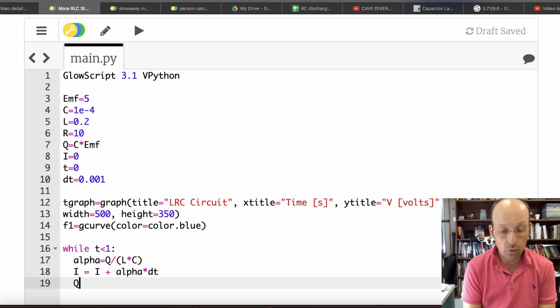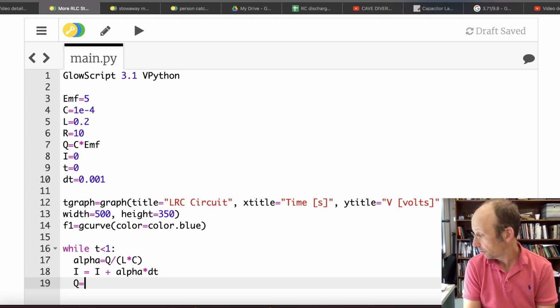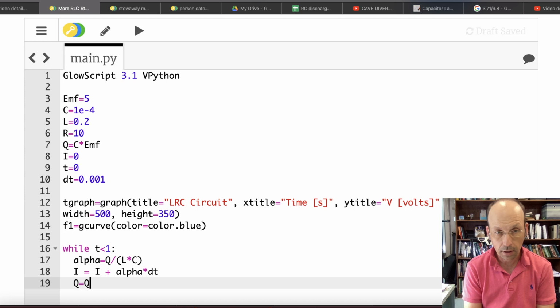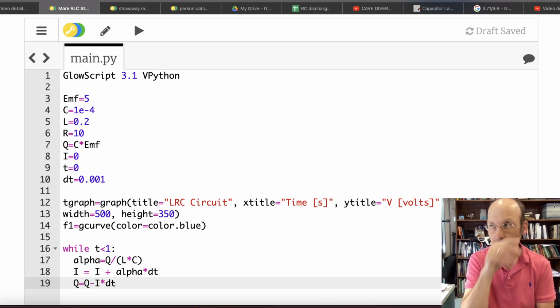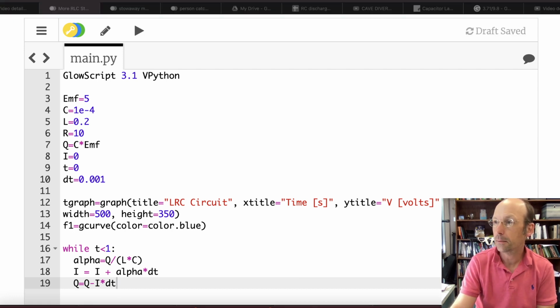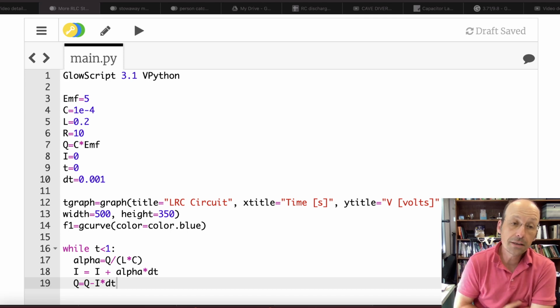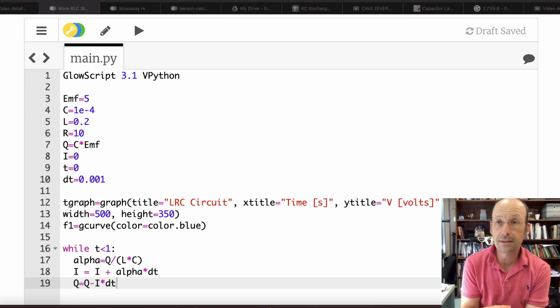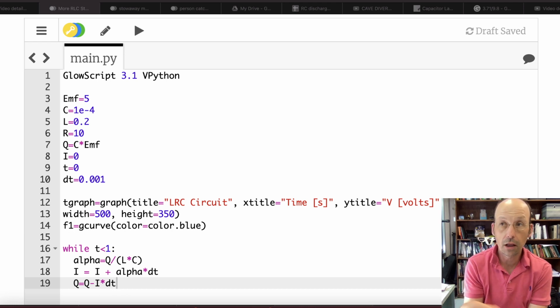Okay, now I'm going to change the Q. Q equals Q minus I times dt. Is that right? Q is Q minus I times dt. Why? Because Q is the charge, I is delta Q over delta t. That's the flow of charge. But Q is the amount of charge on the capacitor. So as the current goes, it decreases the charge on the capacitor, so that I have to subtract that amount each time. Otherwise, I would just be adding the current to the capacitor each time, and that would be weird.